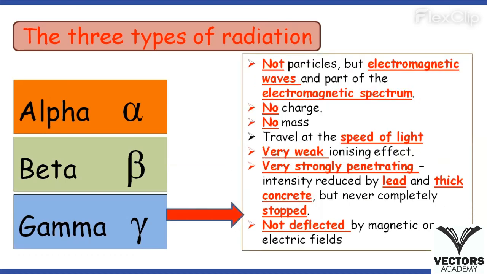Next is the gamma particle. Basically, it is not a particle. These are waves. These are part of the electromagnetic spectrum. It has no charge. It has no mass. It travels at the speed of light. It is a very weak ionizing agent, but a very strongly penetrating material. Intensity reduces only by thick lead or concrete. It is not deflected by magnetic or electric fields.